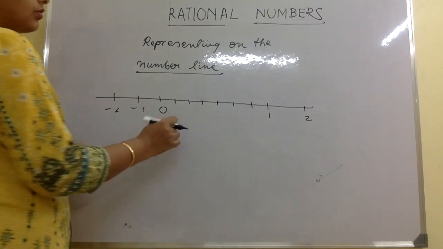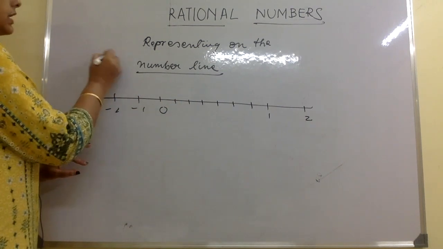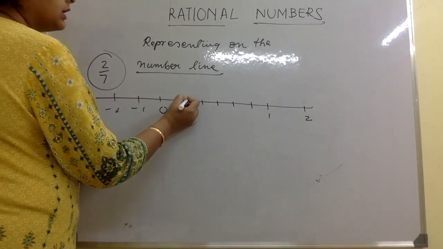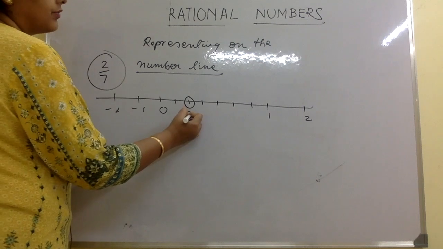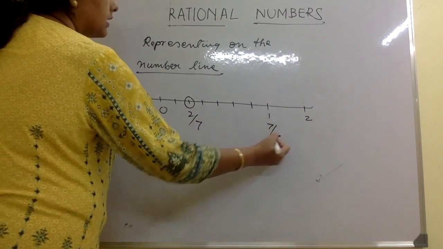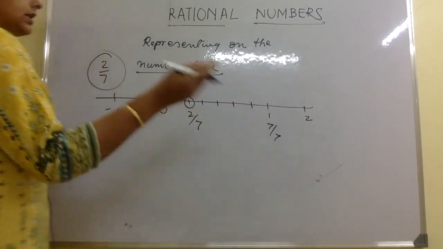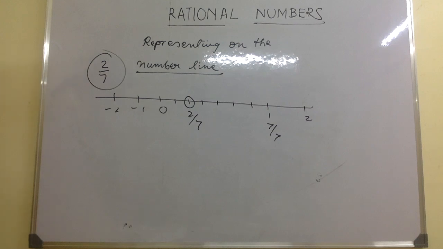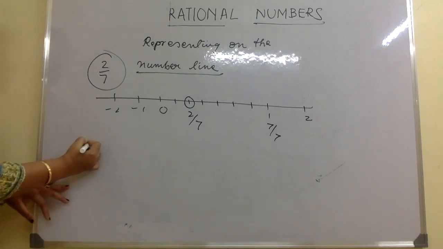Okay, so now I have the number which is 2 by 7. If 2 by 7 is my number, this is the point which is 2 by 7. This is 1 by 7. This is 7 by 7. Here is 6 by 7, like this. Okay, so this is my number. Please circle it nicely. Now I have another sum which is 5 by 7.